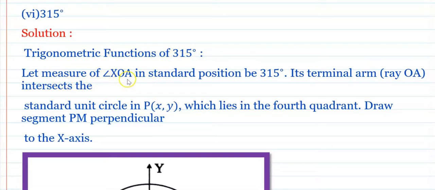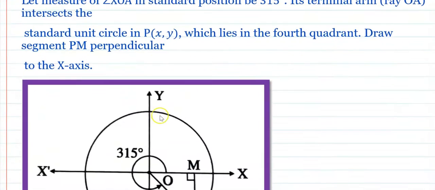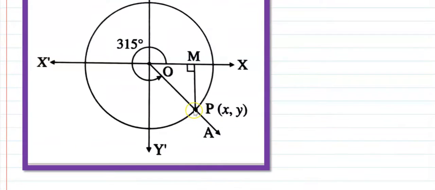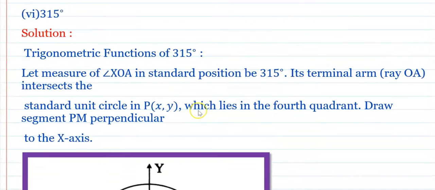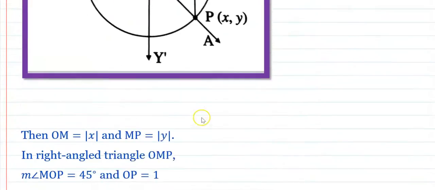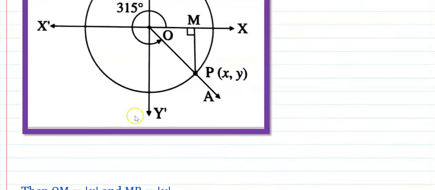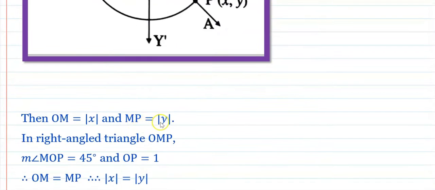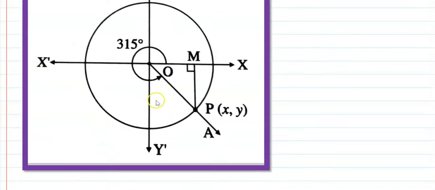Let the measure of angle XOA in a standard position be 315. Its terminal arm ray OA intersects the standard unit circle in P. See this here. As the measure of the angle is 315, it is in the fourth quadrant, and we know that in the fourth quadrant x is positive, y is negative, so P lies in the fourth quadrant. Draw the perpendicular PM on the x-axis. OM is equal to x and PM is equal to y.